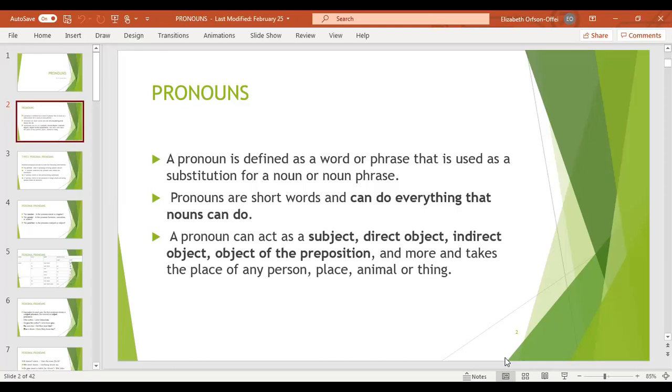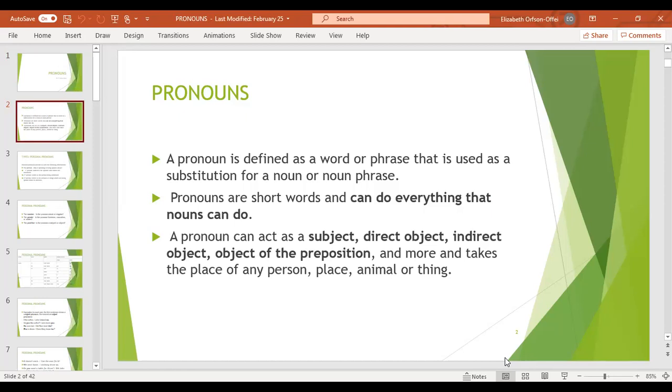For instance, the girl is a noun phrase because the most important element there is girl, which is a noun. The beautiful girl, same. The most important element there is girl. So it is a noun phrase. So whatever word you can use to replace a single noun or a noun phrase is known as a pronoun.